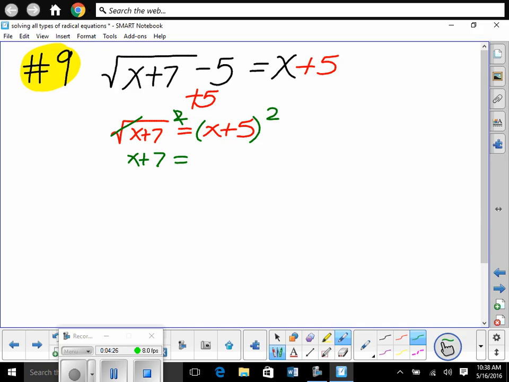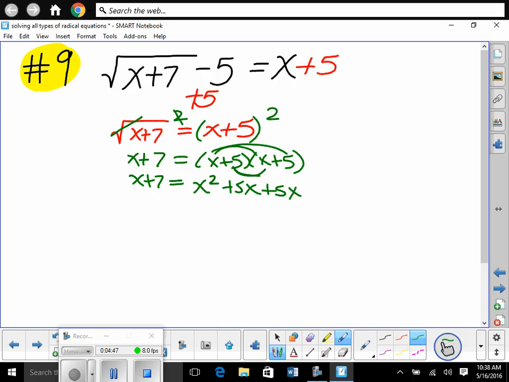We can? Since when, right? That's the forbidden rule that we learned at the beginning of the year. So we know that when solving a quadratic, we can't just square that. We rewrite this as x plus 5 times x plus 5. So we really have x plus 7 is equal to, we're going to double distribute, x squared plus 5x plus 5x plus 25, right?